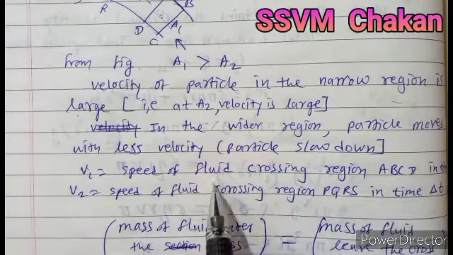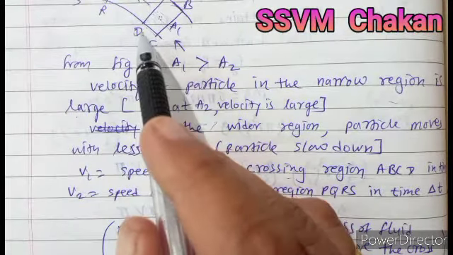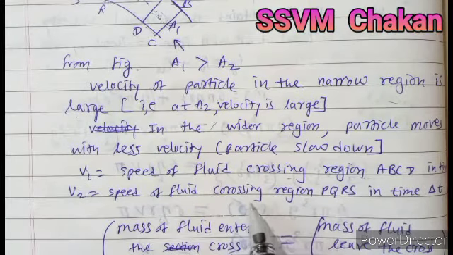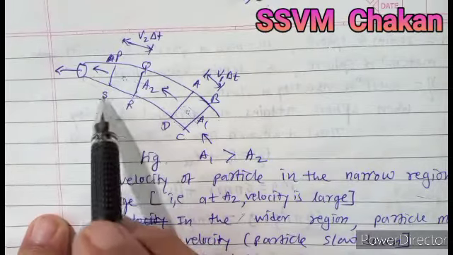Let v1 be the speed of the fluid crossing the area A, B, C, D, and v2 the velocity of the fluid crossing the area P, Q, R, S.